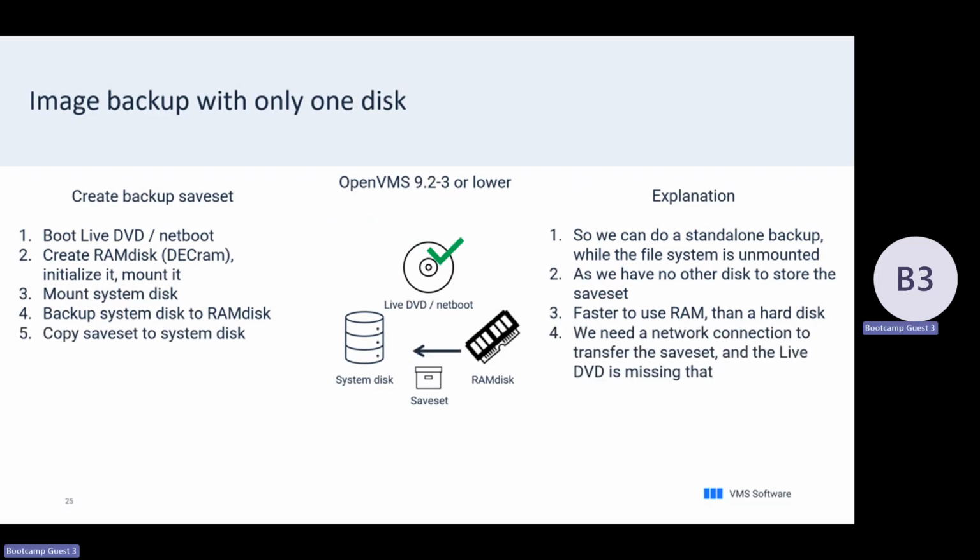So after you created the save set in your RAM, you copy that save set back to your system disk. And this sounds quite stupid, but in the install disk, we don't have network connection, and we would want to get this save set out of our system somewhere. And as soon as we reboot, we would lose this save set from RAM.